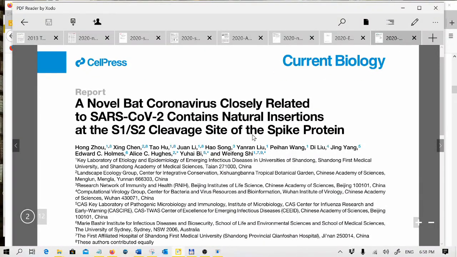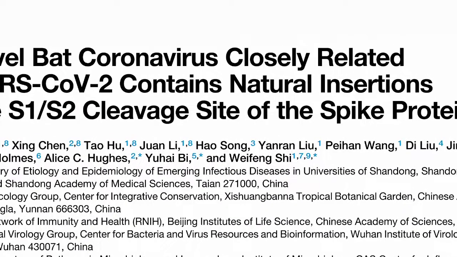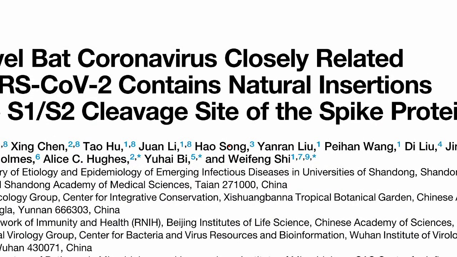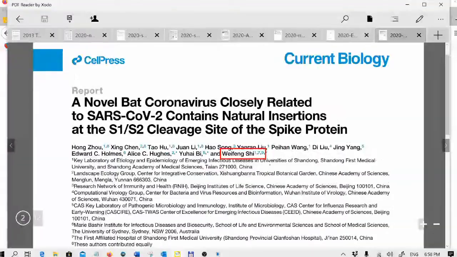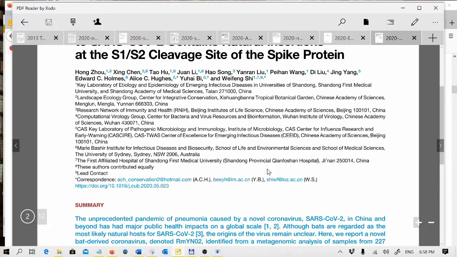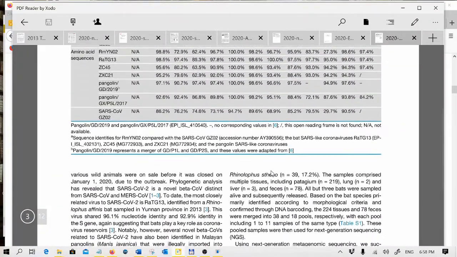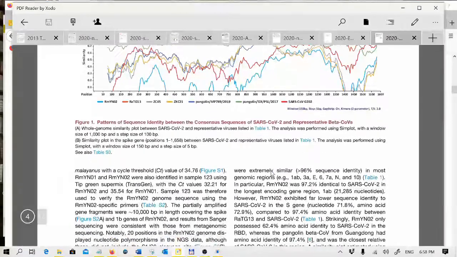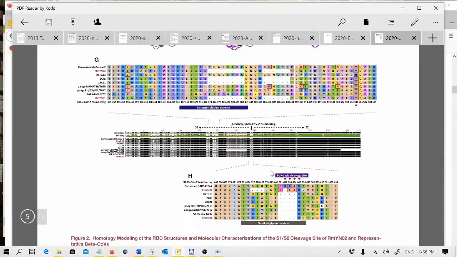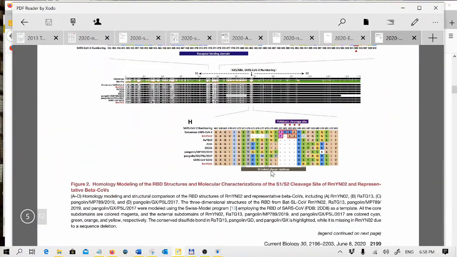However, if we look at this paper where this novel bat coronavirus was described, first of all, the paper is coming from the Wuhan lab, from the famous lady director of this institute. But even if, let's say, we accept that, we can look at the alignment in here. Here it is.